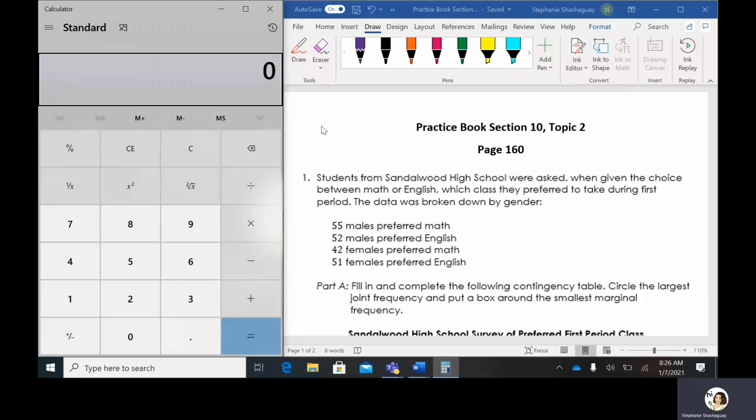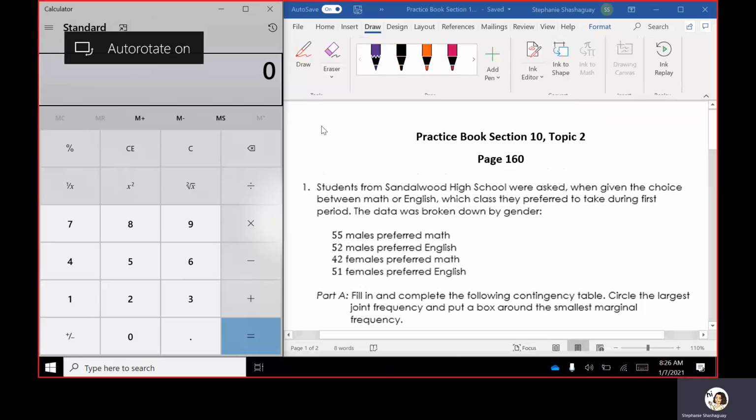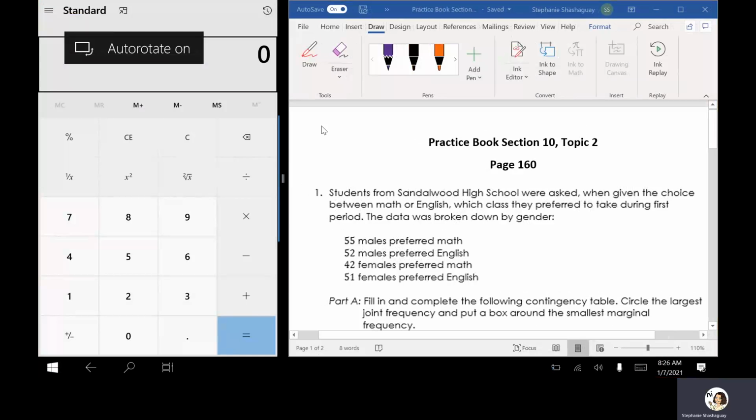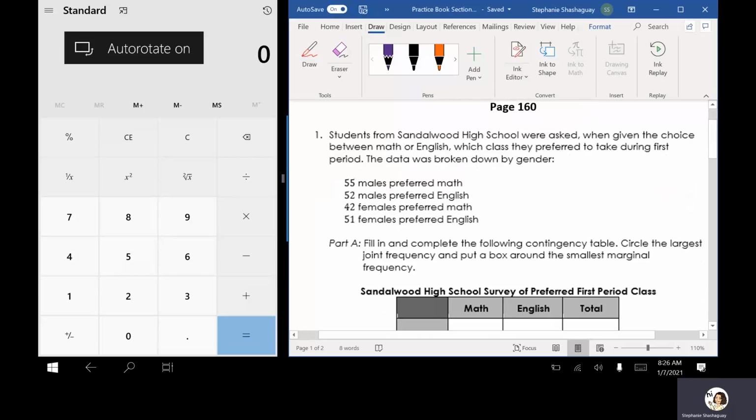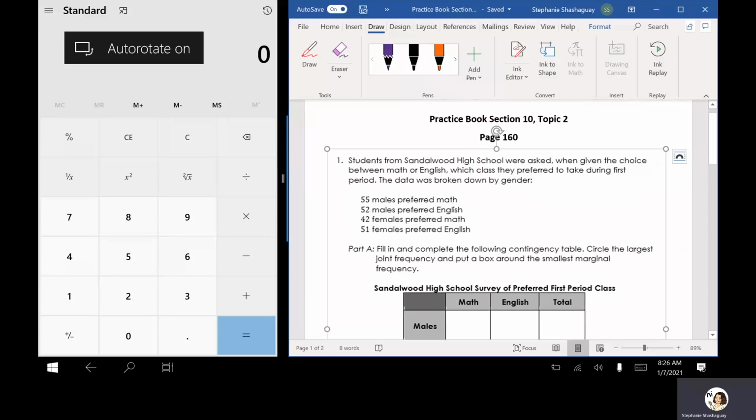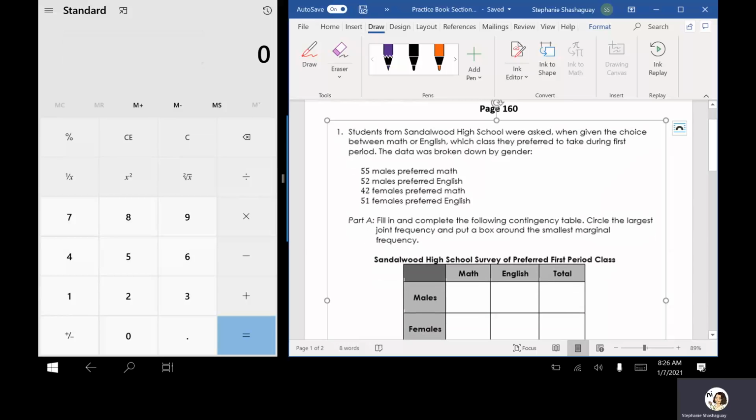All right, guys, today we are working on the practice book, section 10, topic 2. That's page 160. I have it pulled up here on a Word document, so I can work through it with you. If you think you're able to do this on your own, please feel free to go ahead and do it first, and then come back, watch the video, check your answers, and then fill in your answers below on the forms, okay?